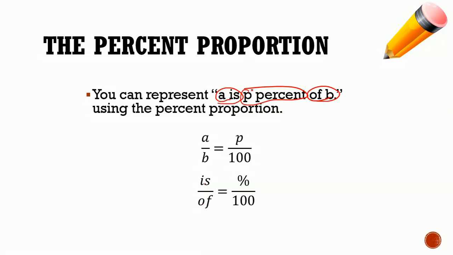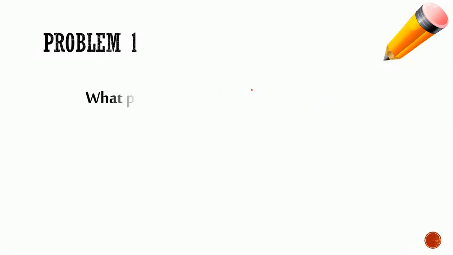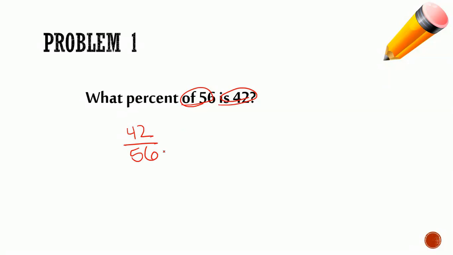So let's try a few problems like this. So I got the first problem. What percent of 56 is 32? So I'm going to go is over of, right? So looks like is 42 and of is 56. So is over of, 42 over 56 equals x over 100, because I'm trying to find my percentage, right?